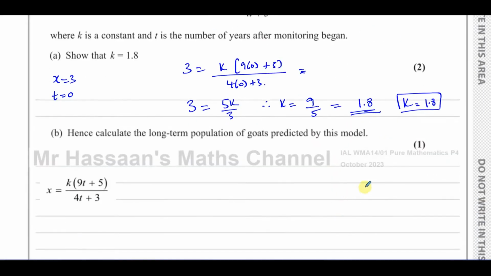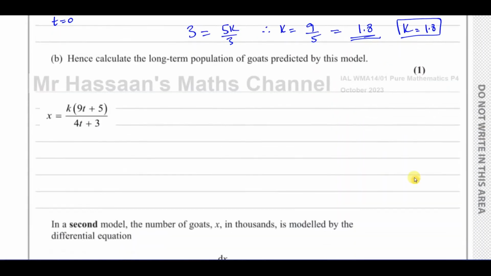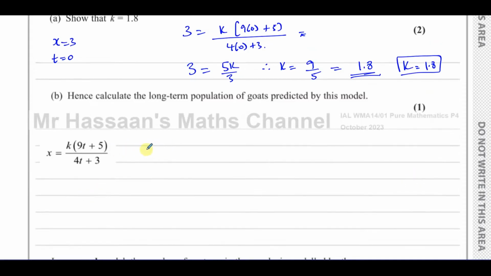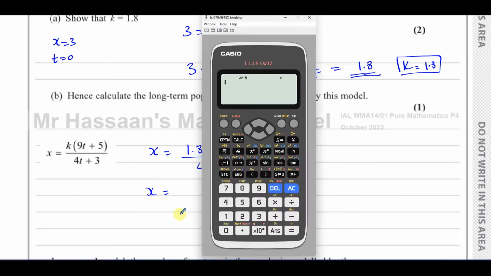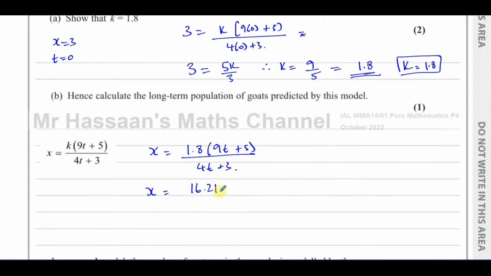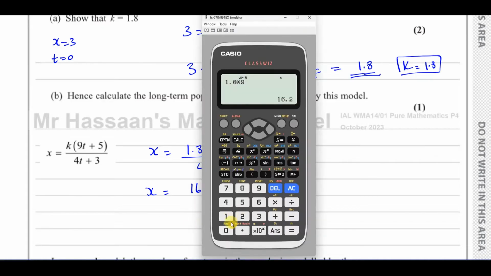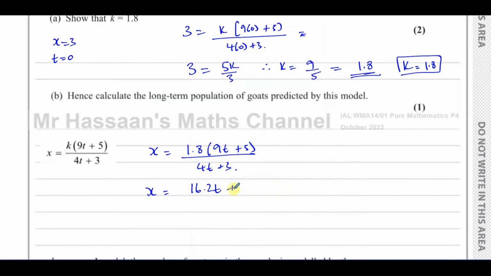Then it says, hence calculate the long-term population of goats predicted by this model. So what we can say here is x is equal to 1.8 times 9t plus 5 over 4t plus 3. That's going to give us 1.8 times 9, which gives us 81 over 5, which is 16.2. So you have 16.2t plus 5 times 1.8, which is 9, over 4t plus 3.